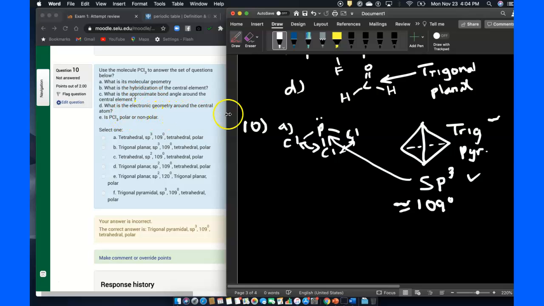What's the electronic geometry? Oh, the electronic geometry, now we consider the electrons in the bonds, and we consider the lone pairs. There are 4 electron domains, so that goes with tetrahedral. Whenever you have 4 electron domains, most likely you are tetrahedral. The electronic shape should be tetrahedral.